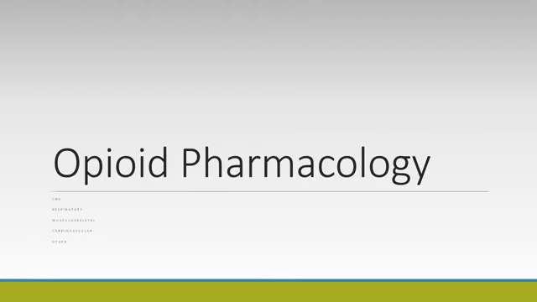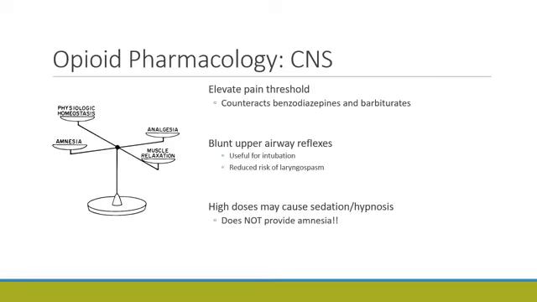Now let's talk a little bit about opioid pharmacology. We'll look at some of the central nervous system effects, respiratory, musculoskeletal, cardiovascular, and some of the other effects that we tend to see. We'll start with the CNS effects. Obviously, the main reason that we're administering these medications is because of their ability to produce analgesia. And so these medications, no surprise here, elevate the pain threshold.